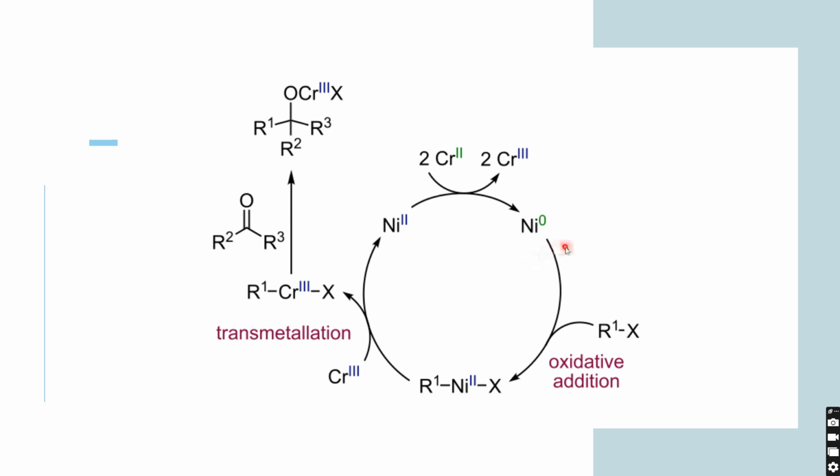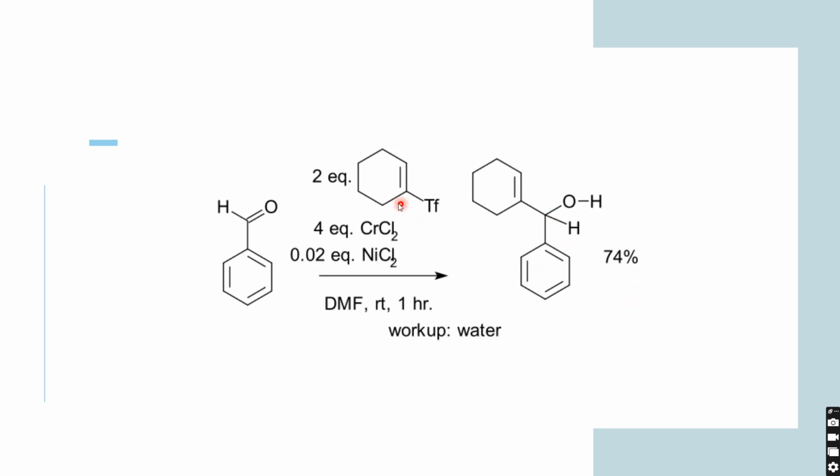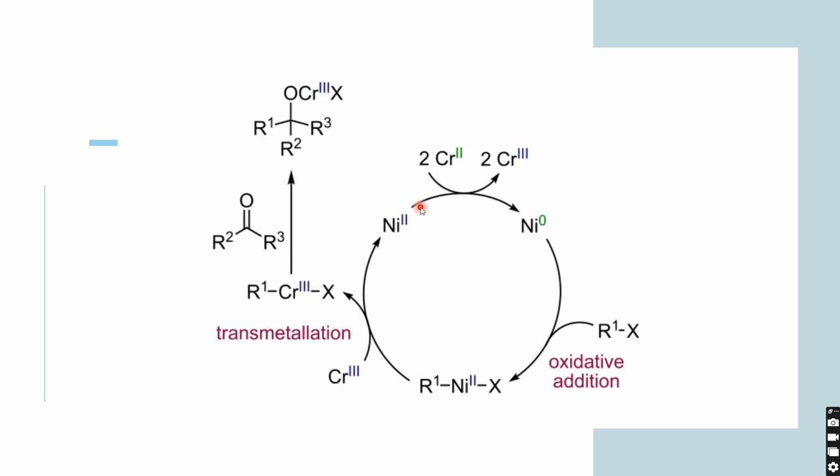So what happens? We have an alkyl halide, or in this particular case you can see this vinyl triflate we have. So this vinyl triflate is going to undergo oxidative addition to the nickel 0 metal, and that oxidative addition will result in the change in the oxidation state of nickel from 0 to +2.